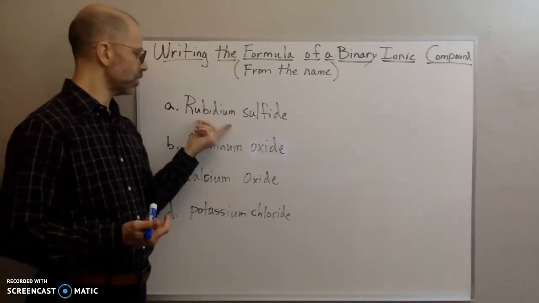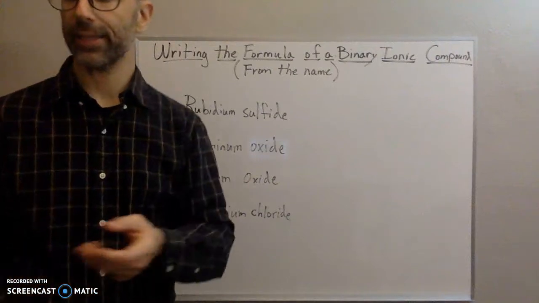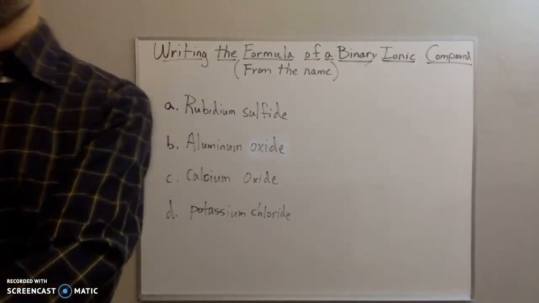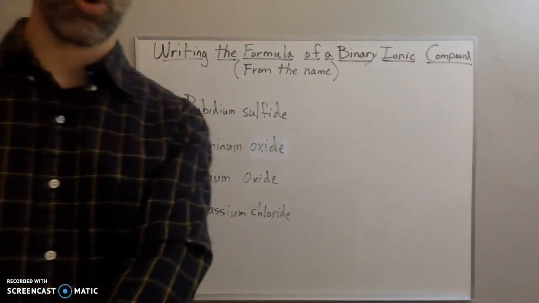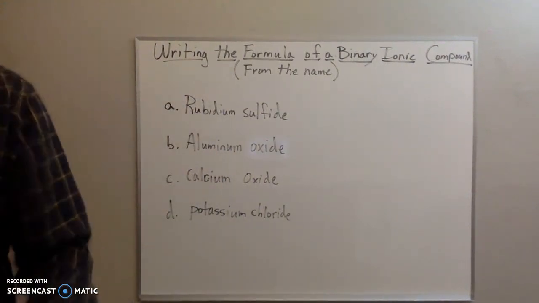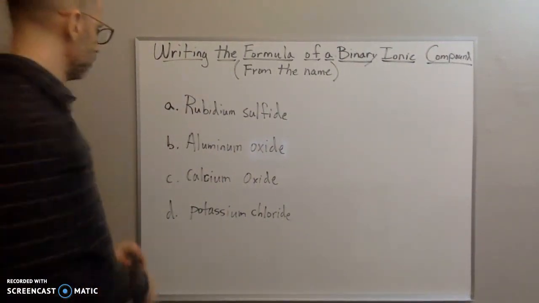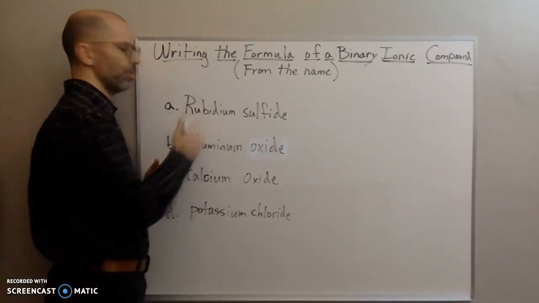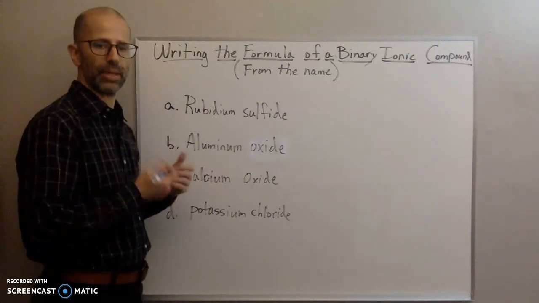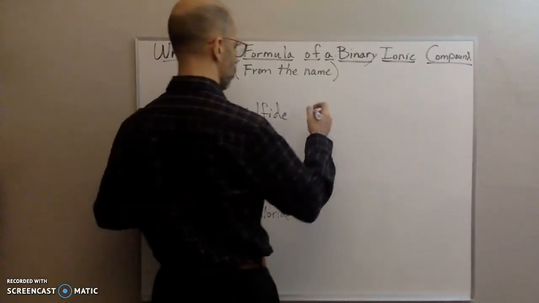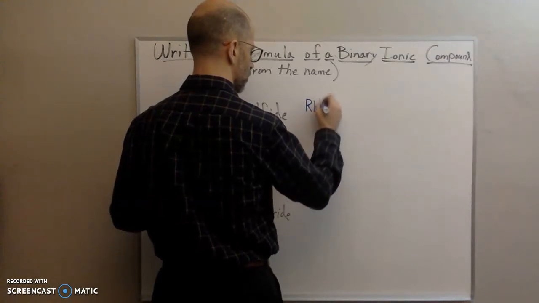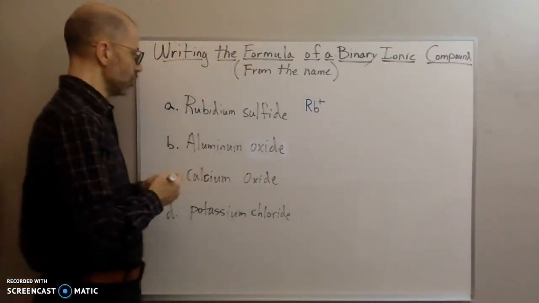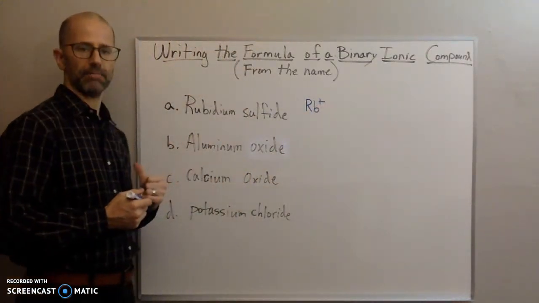You look that up. So rubidium, you go to your periodic table and you find that rubidium is in group 1. So group 1, Rb, rubidium. If rubidium is in group 1, that means it's going to have a +1 charge. So we're going to have Rb+. So that's our first ion.